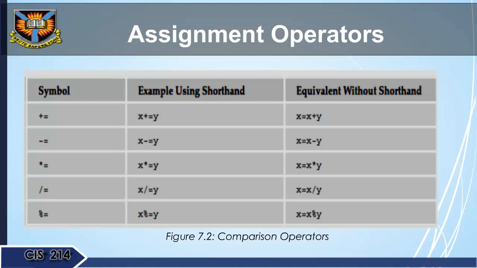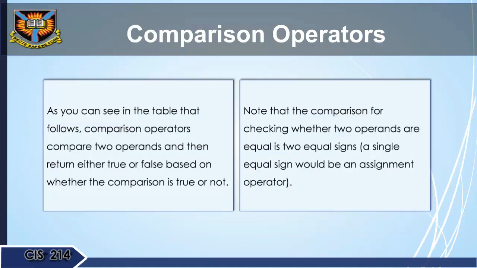Figure 7.2, Comparison Operators. As you can see in the table that follows, comparison operators compare two operands and then return either true or false based on whether the comparison is true or not. Note that the comparison for checking whether two operands are equal is two equal signs. A single equal sign would be an assignment operator.